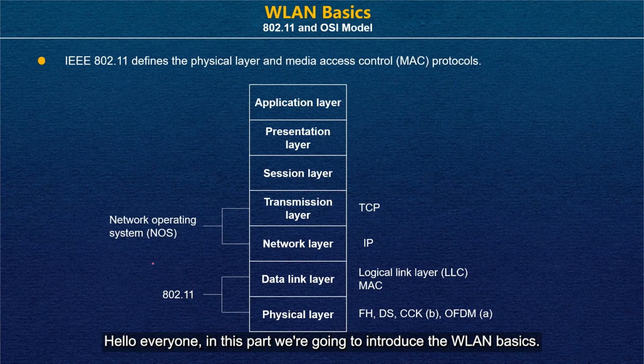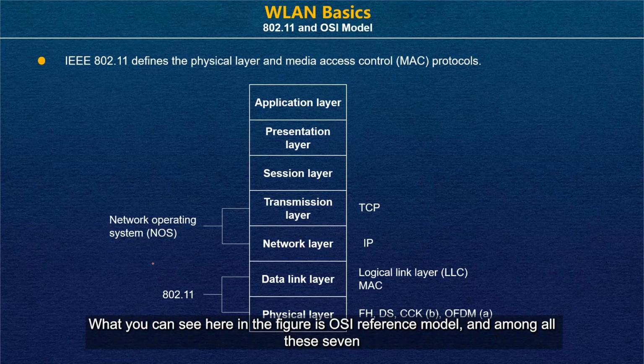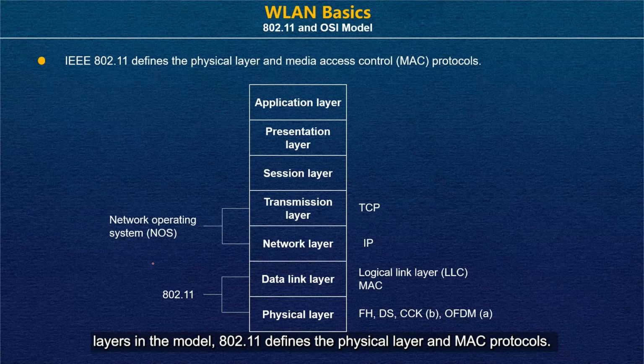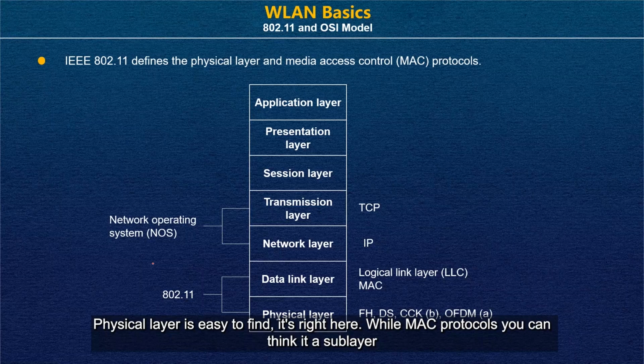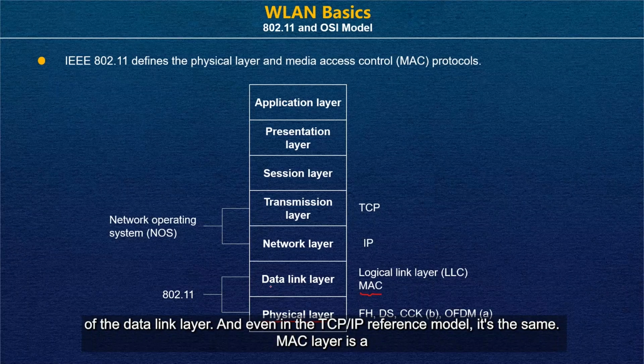Hello everyone, at this part we're going to introduce the WLAN basics. What you can see here in the figure is the OSI reference model. And among all these 7 layers in the model, 802.11 defines the physical layer and MAC protocols. Physical layer is easy to find, it's right here. While MAC protocols, you can think it's a sublayer of the data link layer.